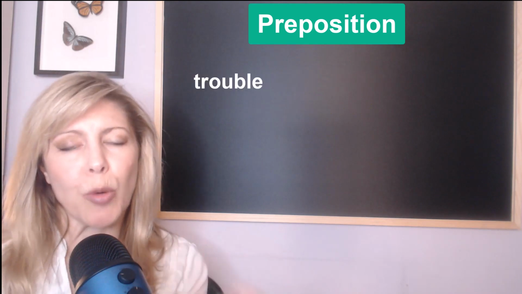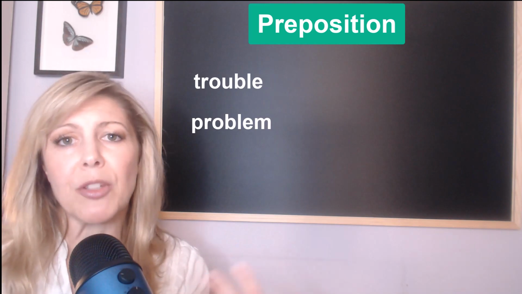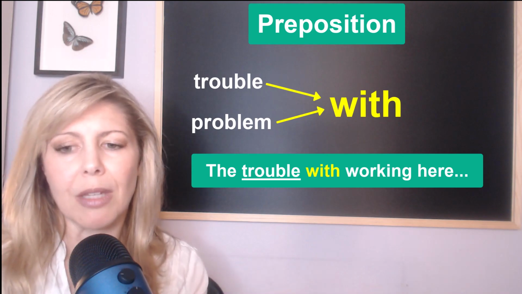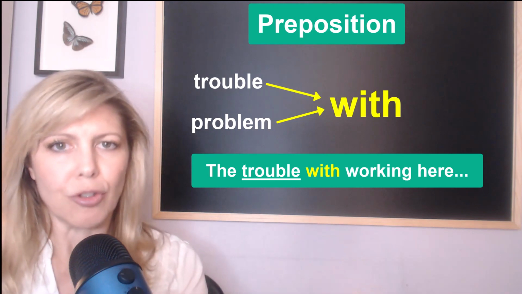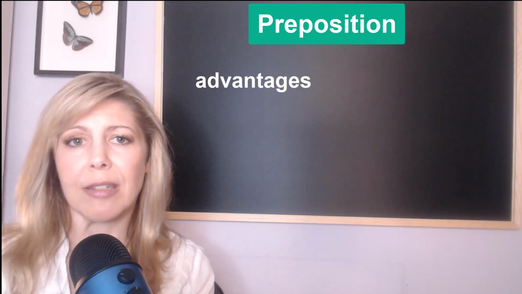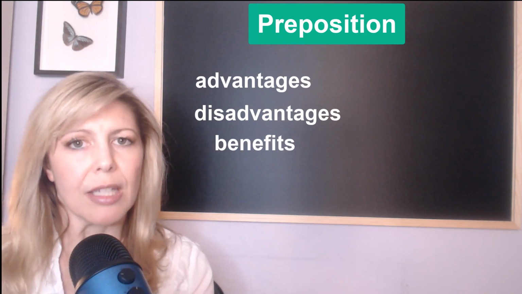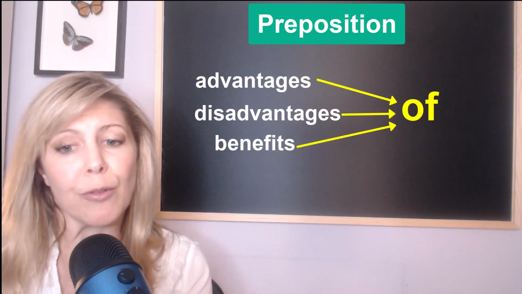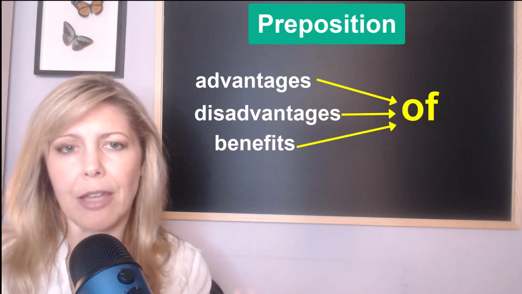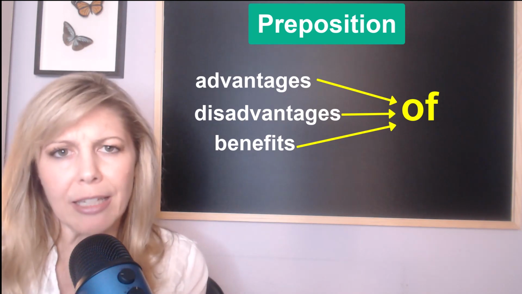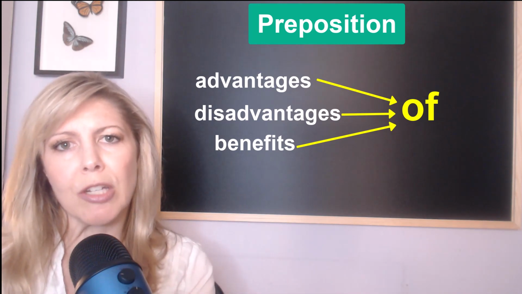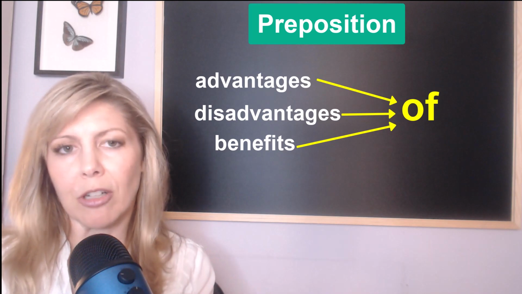And when we say trouble or problem, it's common to use with. The trouble with working here. The problem with doing something. Now, when we use advantages, disadvantages, the benefits, it's very common to use of. Now, if you forget and say the advantages with, the advantage about, that's fine. It's not necessarily that it's wrong. It's just become very common to use these particular prepositions with these particular comments.